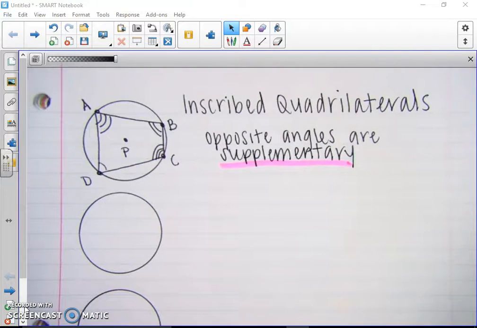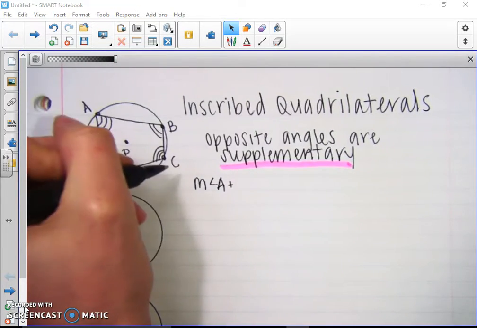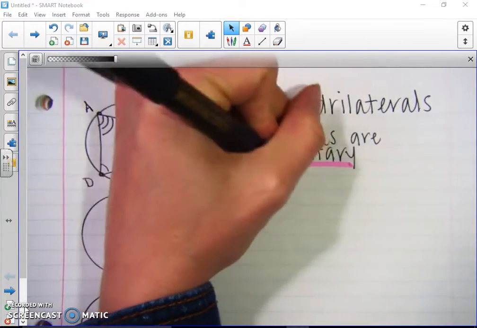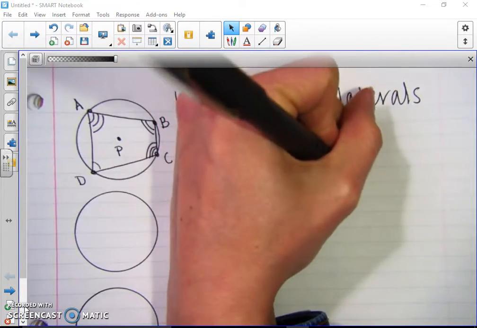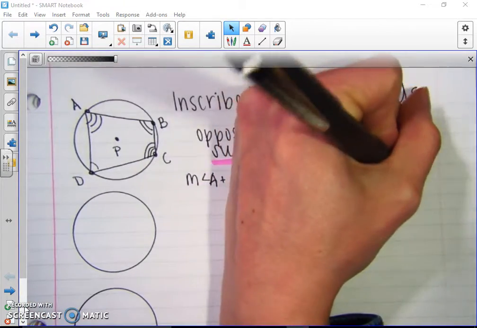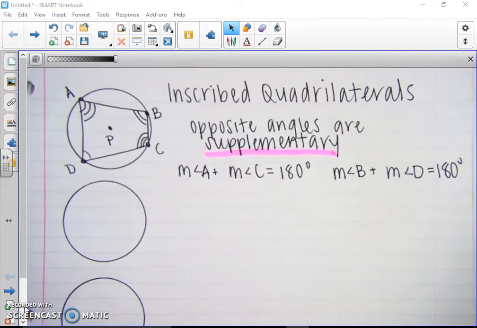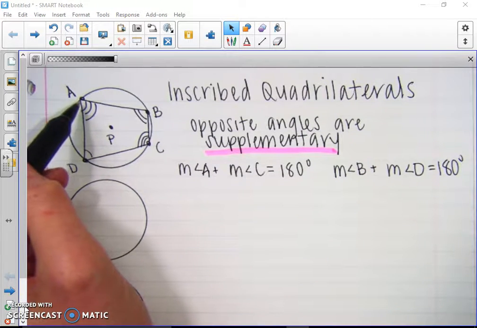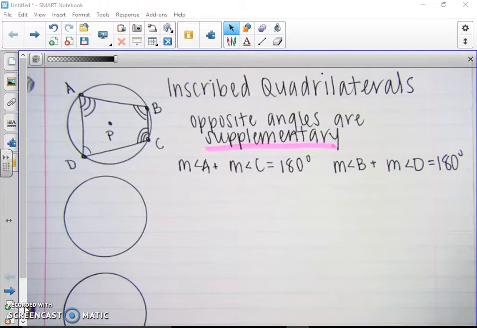So for our example, we can say that the measure of angle A plus the measure of its opposite angle, what's across from it, angle C, equals 180. Similarly, the measure of angle B plus the measure of angle D, because D is across from B, will add to 180. So we don't really know much about the relationship between consecutive angles, but at least opposite angles are going to be supplementary. So let's do a couple examples.